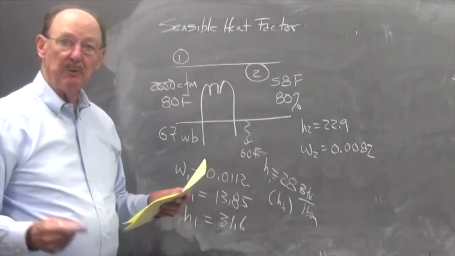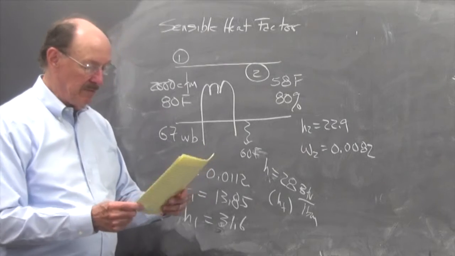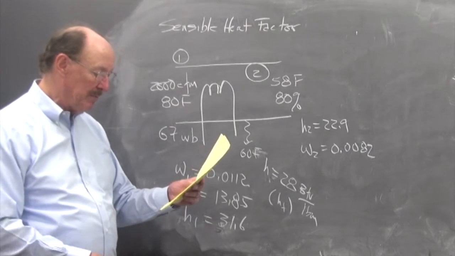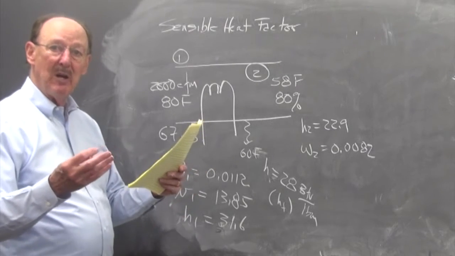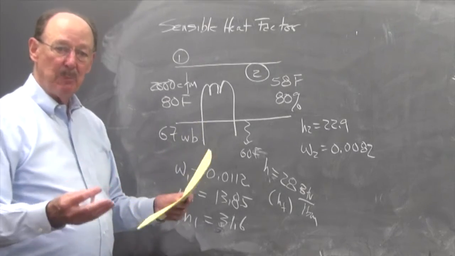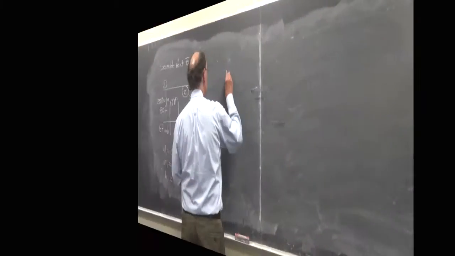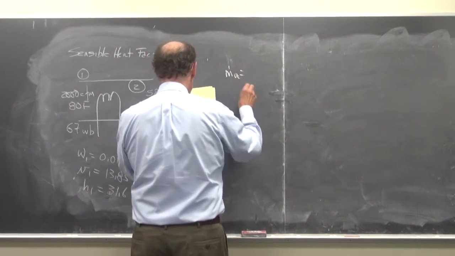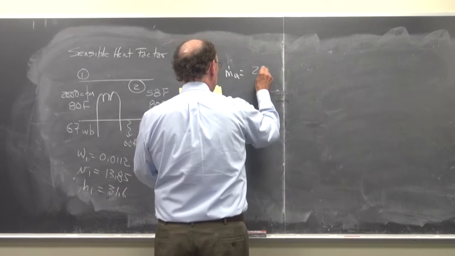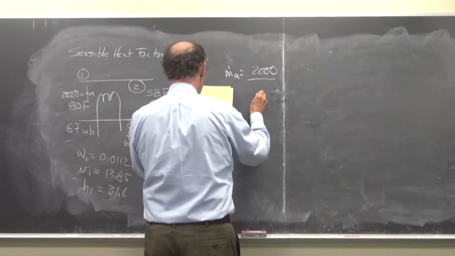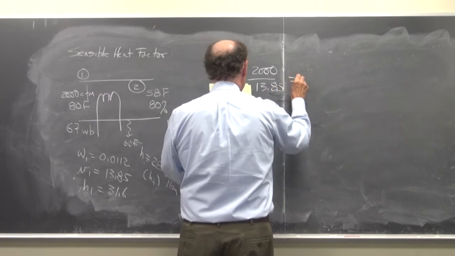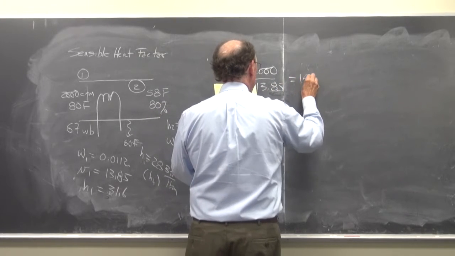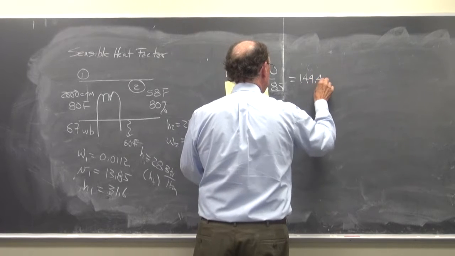Again, I can go through and find the mass flow rate, I can find the water, I can find the cooling requirements, and all that sort of stuff. And then we're going to look at how this is drawn on a psychrometric chart in practice. m dot A is equal to 2000 CFM divided by the specific volume, 13.85, and that's equal to 144.4 pounds mass per minute.